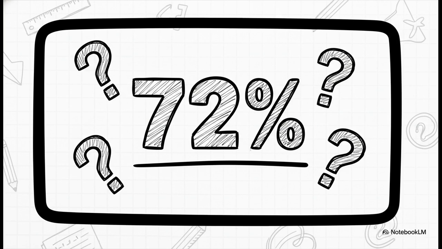All right, so we start with a single piece of data, a measurement. A student gets a 72% in English. That's it, just a number. Is that good? Is it bad? Who knows? On its own, the number doesn't tell us much at all.